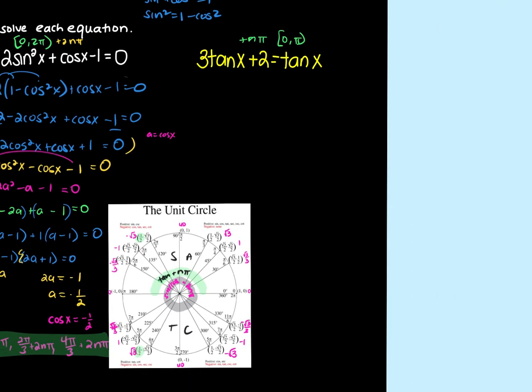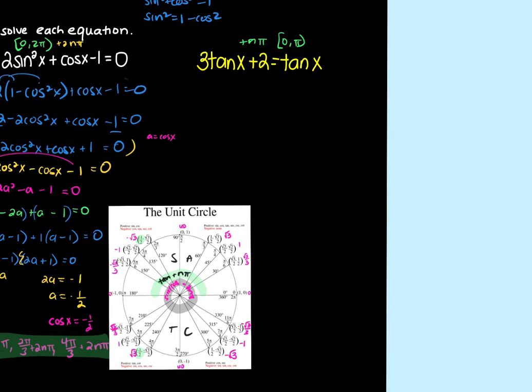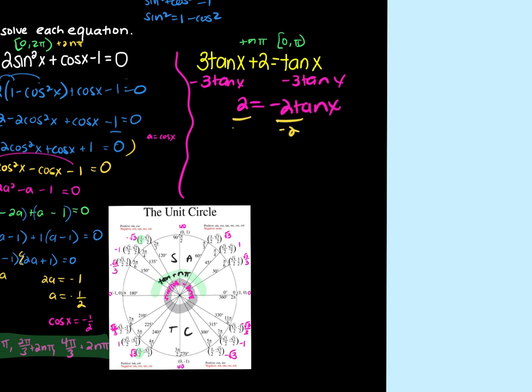Okay, so now this question says 3 tan of x plus 2 equals tan of x. So there's 2 tans, but they're both to the first power. I'm just going to combine them like they're like terms. So I could subtract 3 tan of x, and I get 2 equals negative 2 tan of x. Divide both sides by negative 2, and tan equals negative 1.